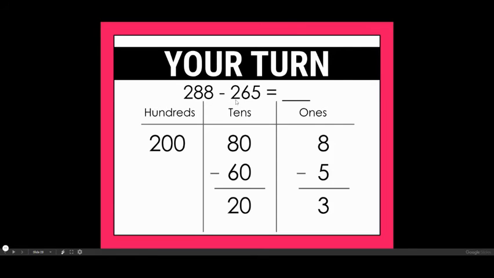And now last, let's take away our hundreds. How many hundreds do we have to take away? 2 hundreds. So let's make it a subtraction problem. 200 minus 200 equals 0. So here's our difference in expanded form. So what is our difference? It is 23.